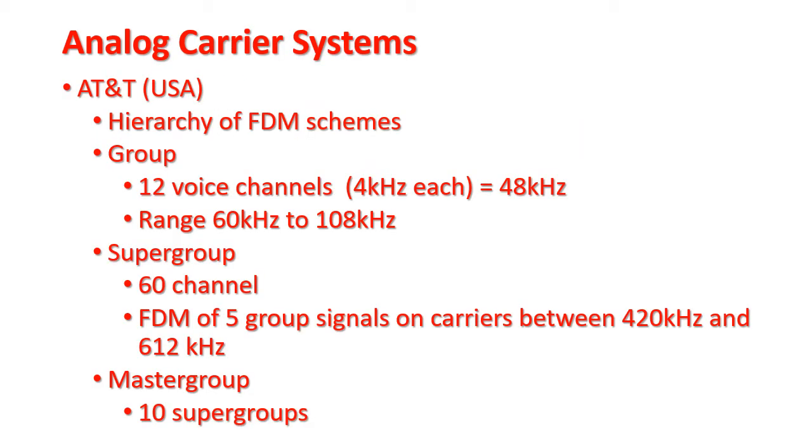Analog carrier systems. AT&T in the USA, this is the hierarchy of FDM schemes. For a group, it is composed of 12 voice channels, 4 kHz each, which gives a total of 48 kHz of bandwidth. This ranges from 60 kHz up to 108 kHz. For supergroup, it is composed of 60 channels, FDM of 5 group signals on carriers between 420 and 612 kHz. And lastly, for the master group, it is composed of 10 supergroups.